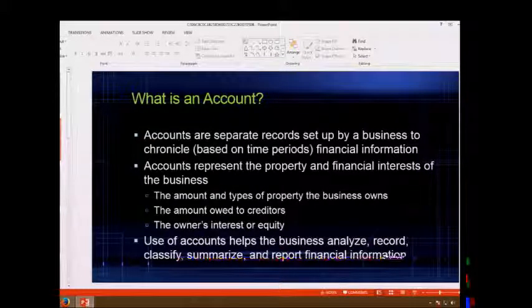If you look in your textbook, a lot of times they call it a diary, right? Remember, in a diary, you write something every day or every couple of days, and so it's chronological, right? Okay, so the accounts are set up so that we can do that. We can chronologically keep track of the account.